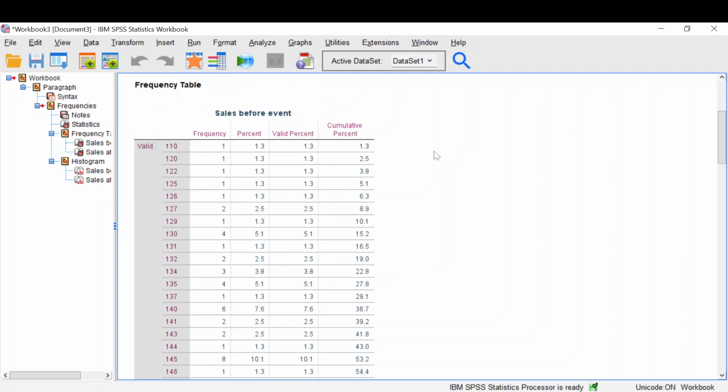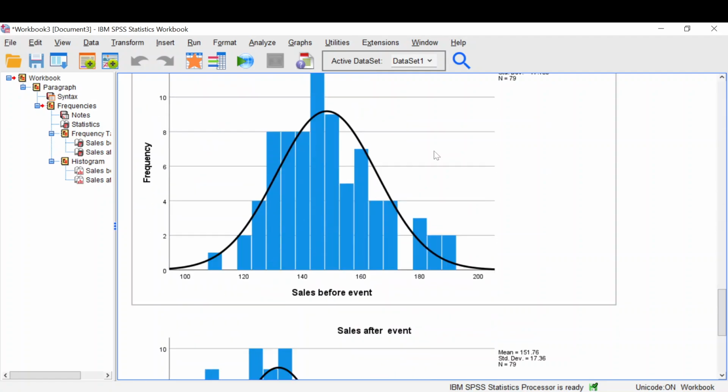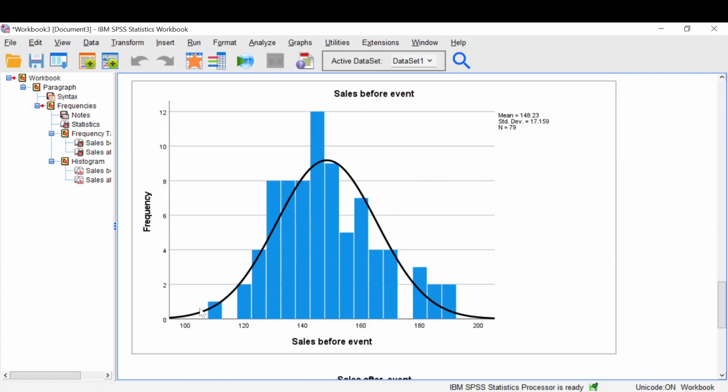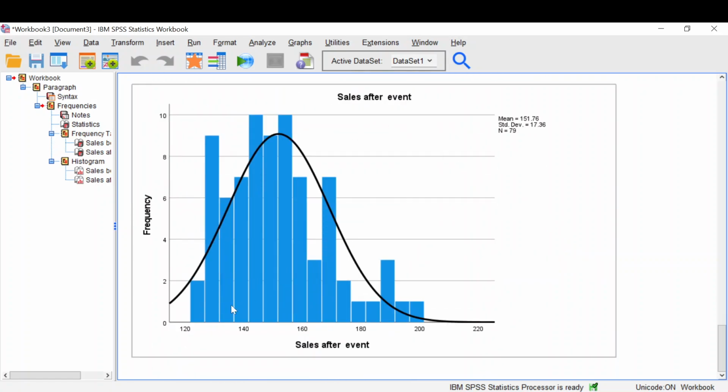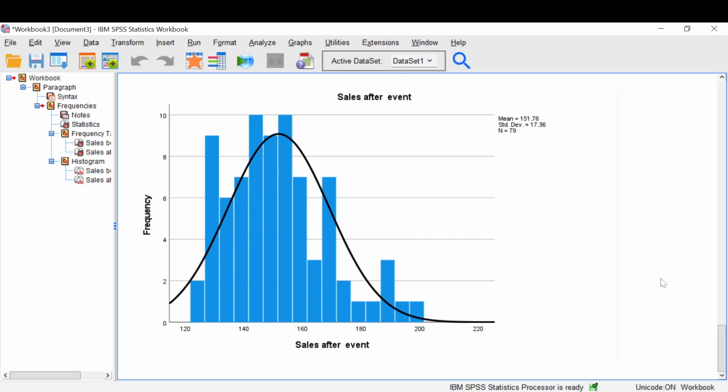Okay, so we will scroll down to our histograms, and here we can see a fairly standard looking normal curve with a standard deviation of 17.82 rounded. And for sales after the event, it is slightly positively skewed, as we saw earlier in that table, but this is still an acceptable curve for us to make a comparison against.